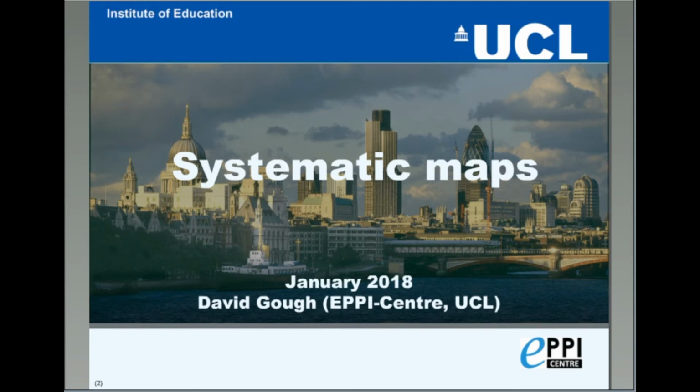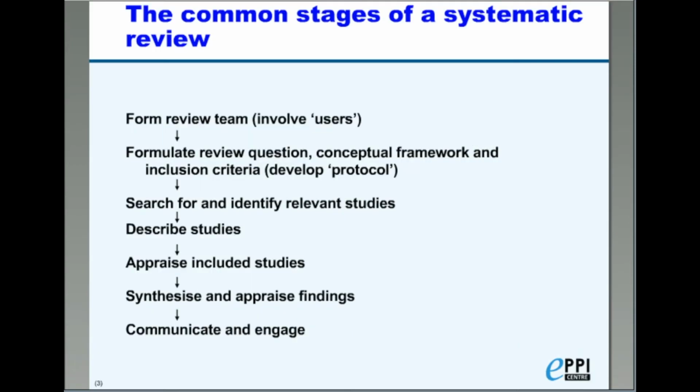In this presentation, I'm going to talk about systematic maps as a form of systematic review, a stage of systematic review, and a review product in its own right.